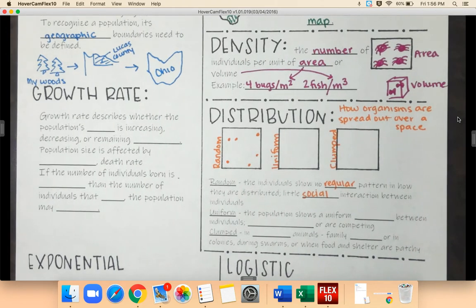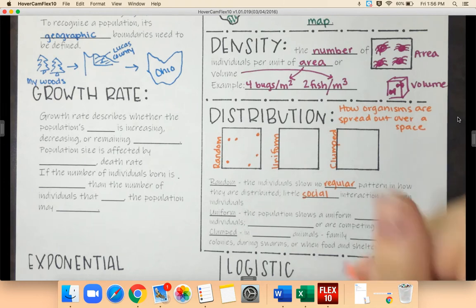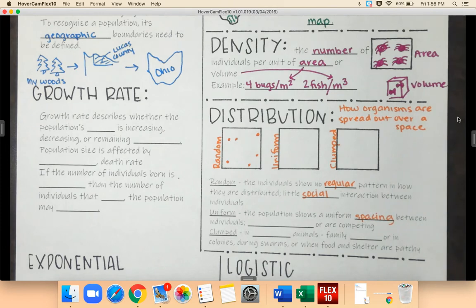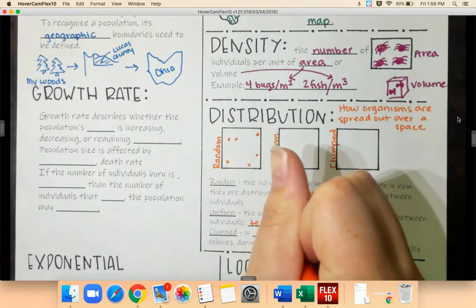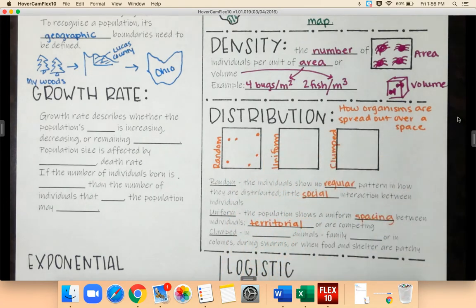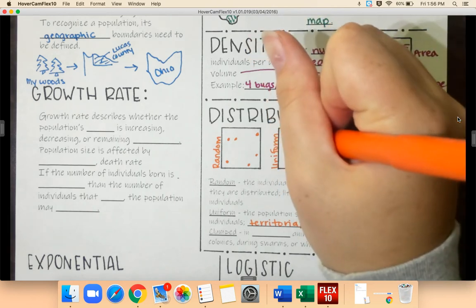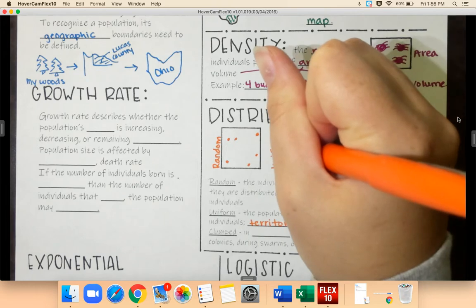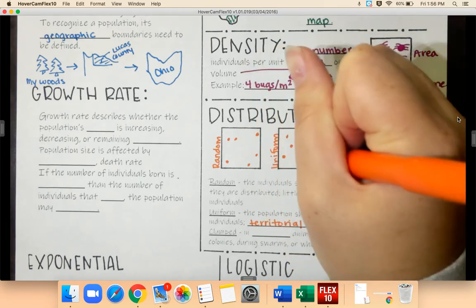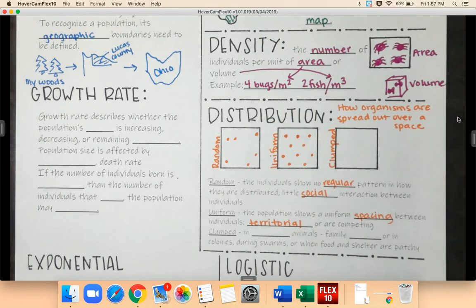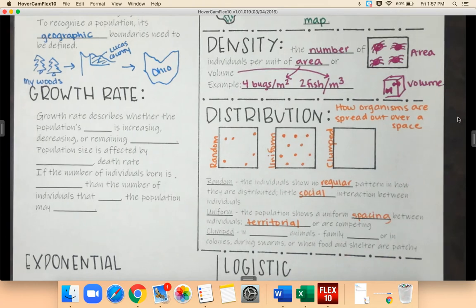Uniform distribution is when a population shows uniform spacing between individuals. They may become territorial because of this, and they might have some type of competition going on since they're sharing this space. They're all close together. So uniform is going to look something like this, where it's kind of consistent throughout the population. They're spread out pretty evenly.